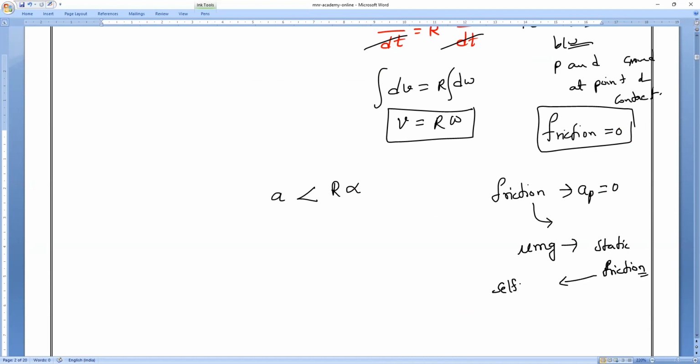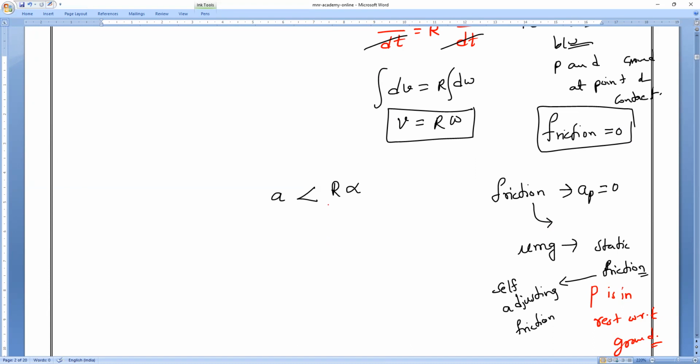Static friction has a special character: it does not remain constant. Static friction is a self-adjusting friction. I already taught you, you can verify. Static friction is a self-adjusting friction. So P is at rest. In this case also, point P is at rest with respect to whom? With respect to the ground.